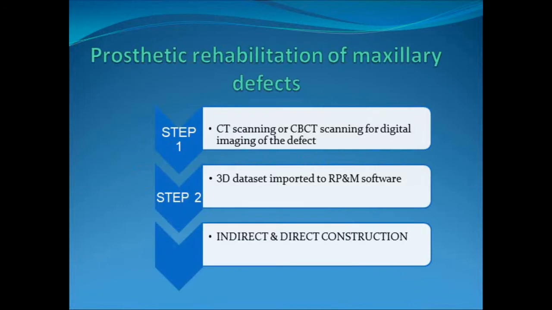Now let's see the steps in fabrication of the maxillary obturator with the help of digital technology. Step 1 includes digital imaging of the defect with the help of a CT scanner or a CBCT scanner, and then the digital data that is obtained, that is a 3D data set, is imported to RP&M software. There are two methods of fabrication, the indirect as well as the direct construction.